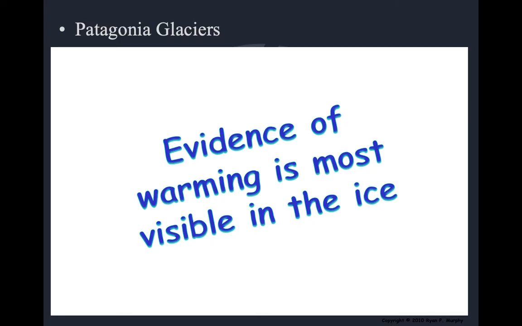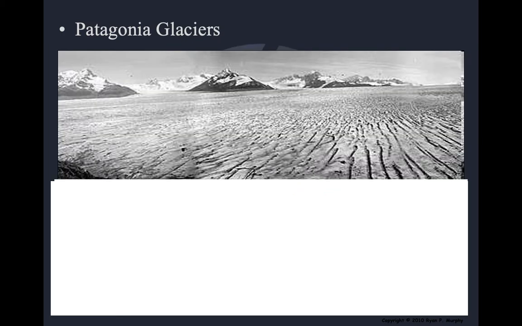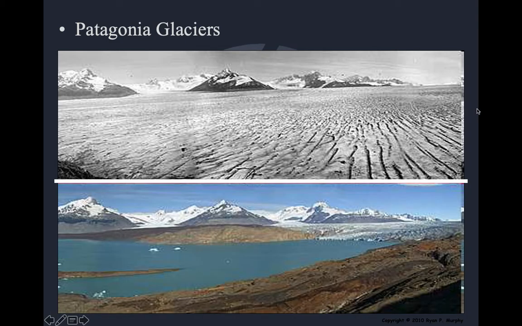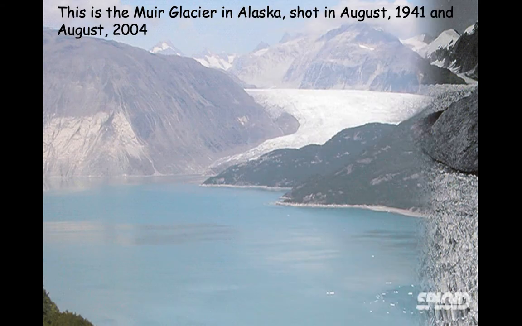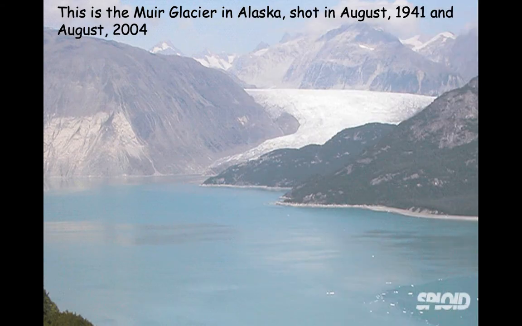I don't know. Now, the evidence of warming is most visible in the ice. That's why you hear, like Dr. Ali is a glaciologist, oftentimes these are the experts we're turning to. The Patagonia glaciers, this picture is old, that's why it's black and white. Here's what it looks like today. So all this ice, gone. The Muir Glacier in Alaska in 1941 and now in 2004.